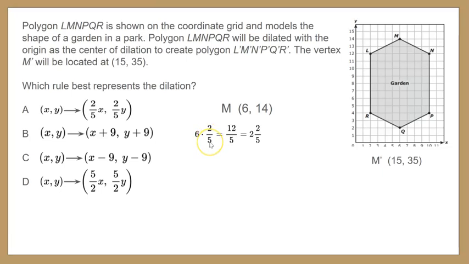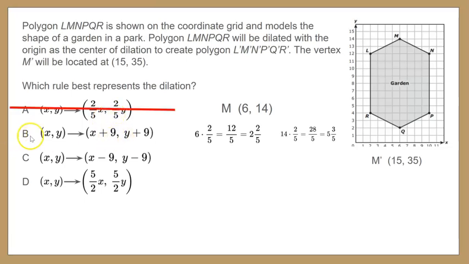6 times 2/5, we multiply 6 times 2 is 12 over 5. So we get 2 and 2/5. That does not match the x-coordinate of my M' point. Let's try the y just to make sure we didn't make a careless mistake. 14 times 2 is 28 over 5, and that's going to give us 5 and 3/5. Once again, that y-coordinate does not match. So this is not one of our answers.